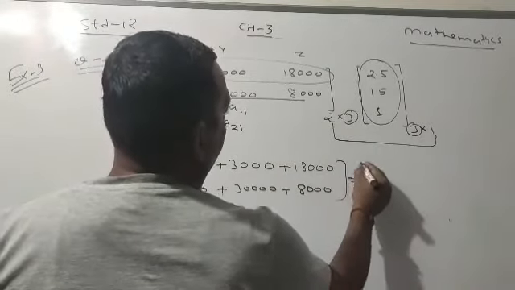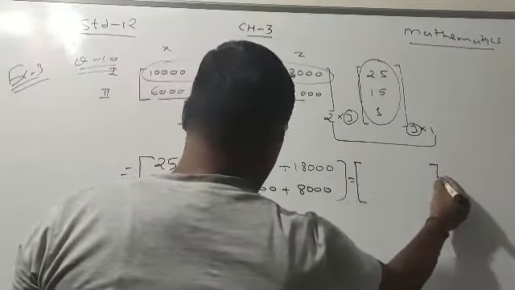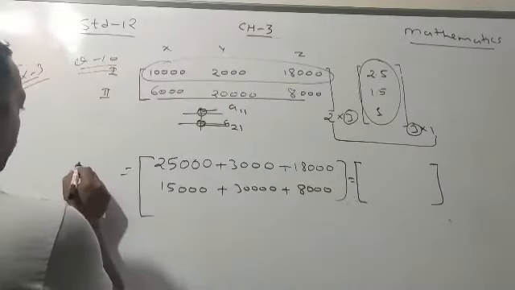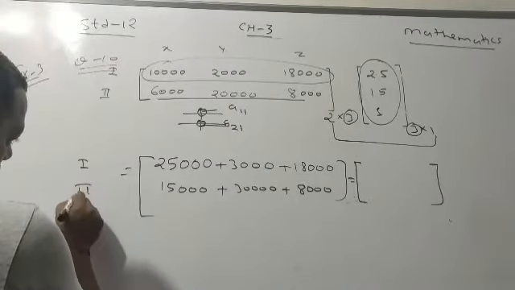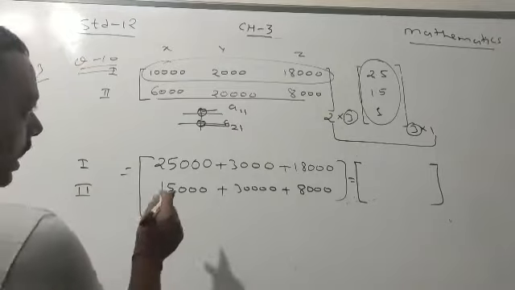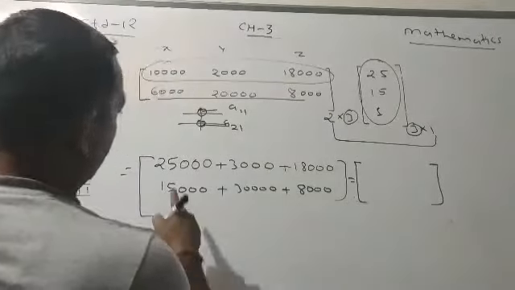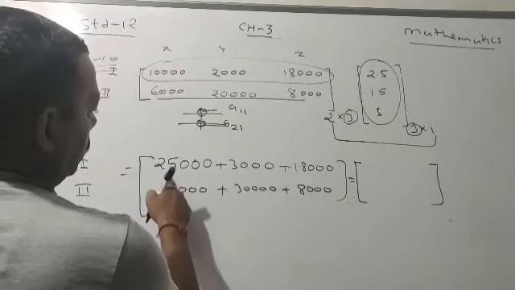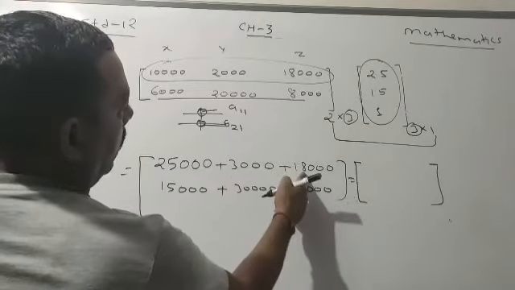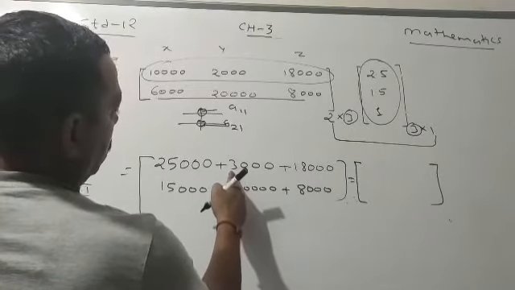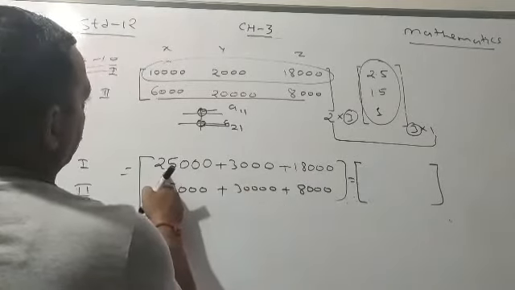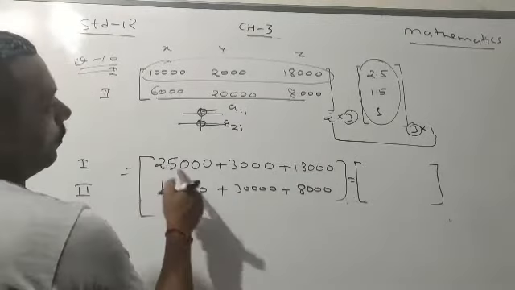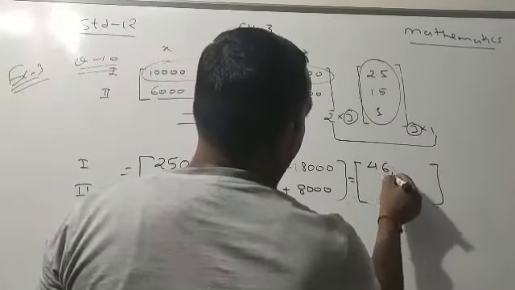So now, the final answer which we have to write for market 1 and market 2 is the addition of this. So it is 25,000 and this 3,000 and 18. 18 and 3, 21,000 and 25,000. So 46,000, I think.